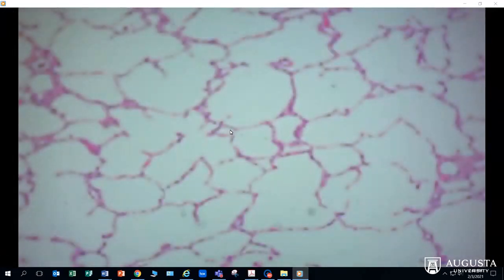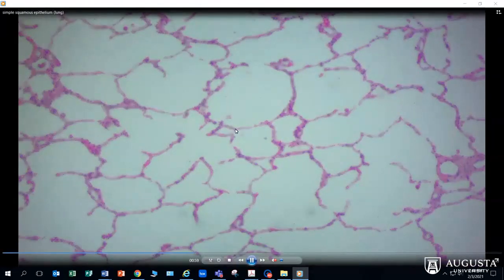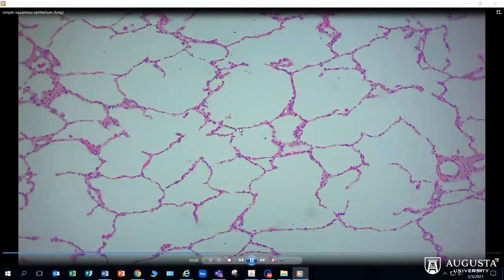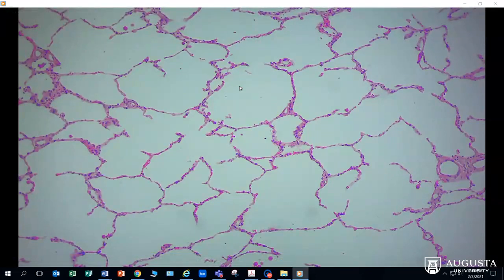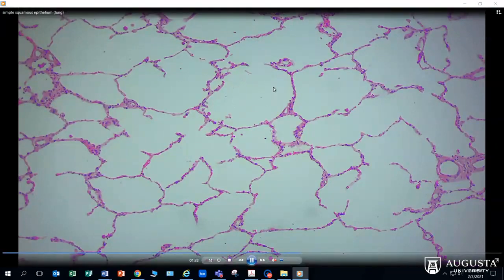And as this focuses, you'll see now that we're on the 10x objective. And as we focus, we can see that each of these block-like structures is made up of a single layer of cells. And what we're seeing here are the alveoli of the lung. These are the air sacs in the lung that fill with air, and the best way that you can identify epithelium is to look for the empty space, because epithelium forms the boundaries between what's inside of our body and external. So in the case of our lungs, those air sacs are going to contain air.